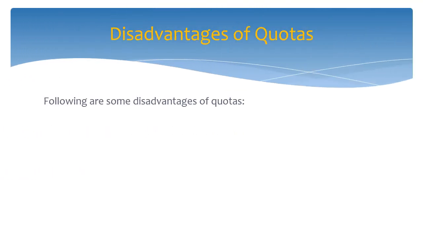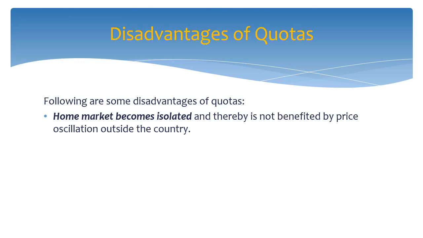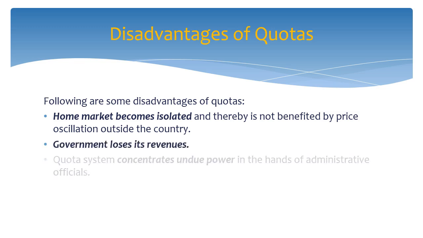Disadvantages of quotas. Following are some disadvantages of quotas. Home market becomes isolated and thereby is not benefited by price oscillation outside the country. Government loses its revenues. Quota system concentrates undue power in the hands of administrative officials.